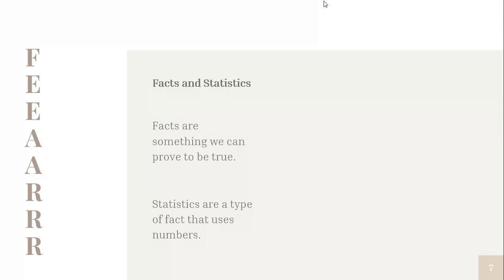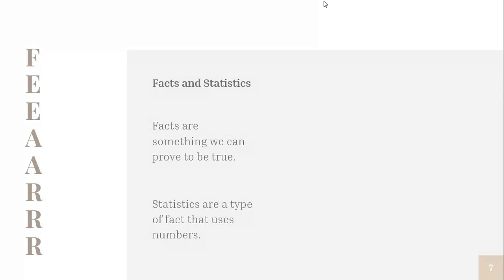So one way of remembering them is to call them FEAR techniques. You may have heard of other techniques, words like DAFOREST, to try and remember them. But this is just a nice, straightforward way of remembering some of those techniques. So each of the letters in this word here, FEAR, each stand for a technique that we could use. So F stands for facts and statistics.